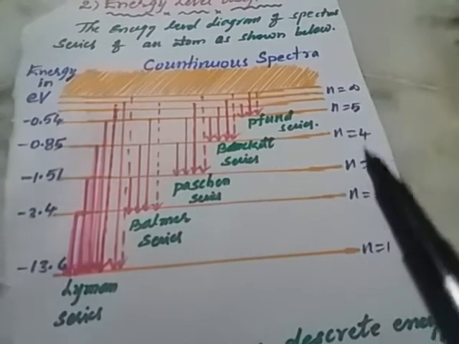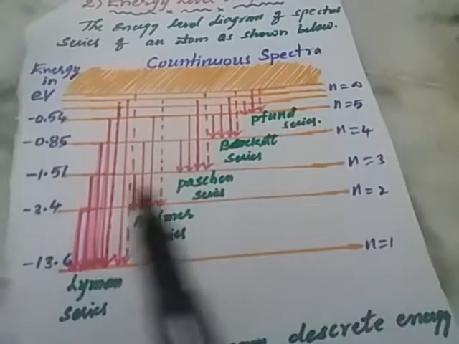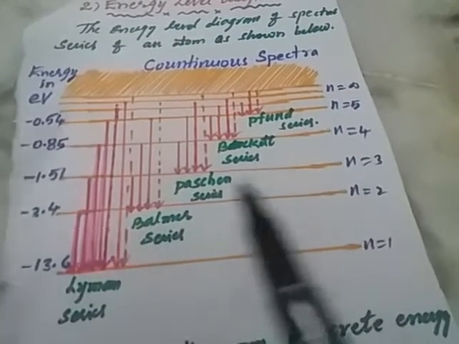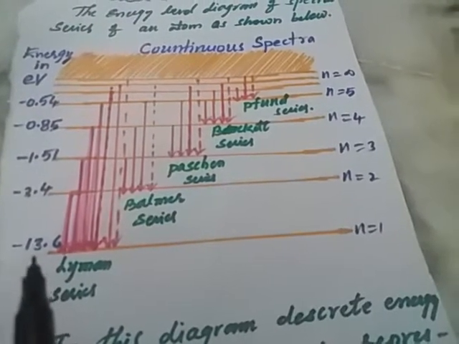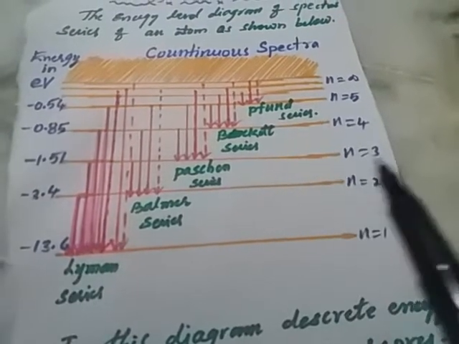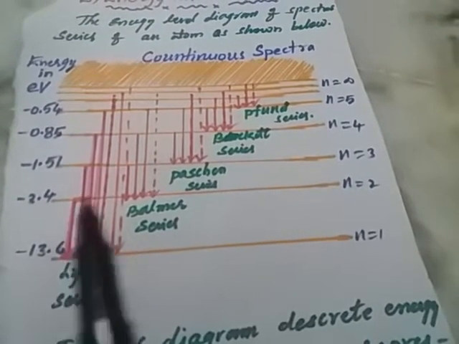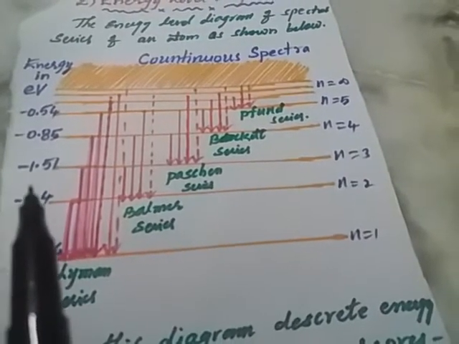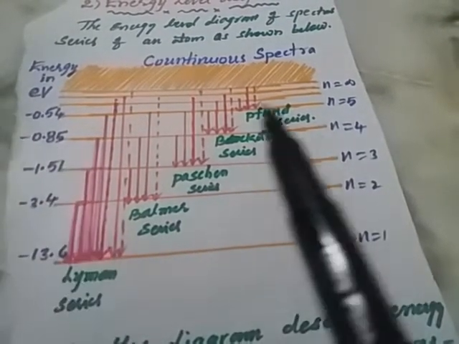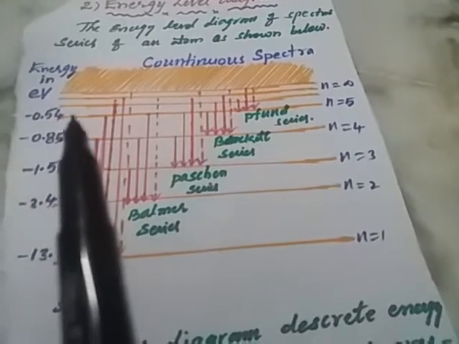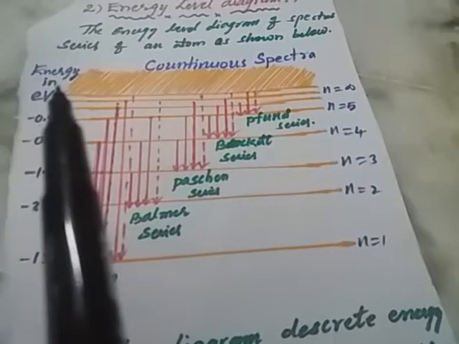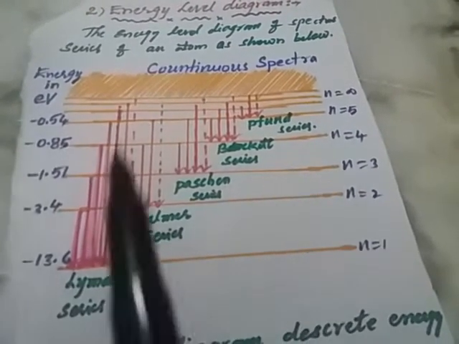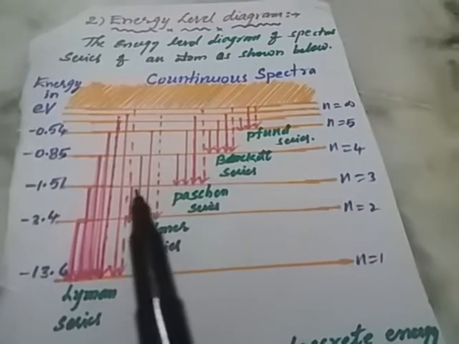We can take n equal to 3, 4, 5 and so on; these are the excited state energy levels. If n equal to 1, what is the energy of the ground state? Minus 13.6 electron volts. N equal to 2, minus 3.4 electron volts; n equal to 3, minus 1.51 electron volts; n equal to 4, minus 0.85 electron volts; n equal to 5, minus 0.54 electron volts, and so on. N equal to infinity gives 0 electron volts. These are the different energy levels of an electron.